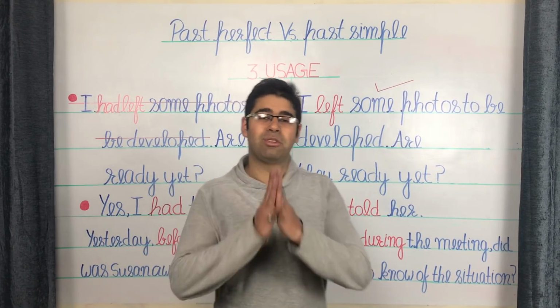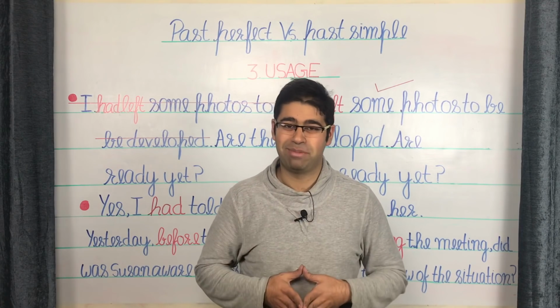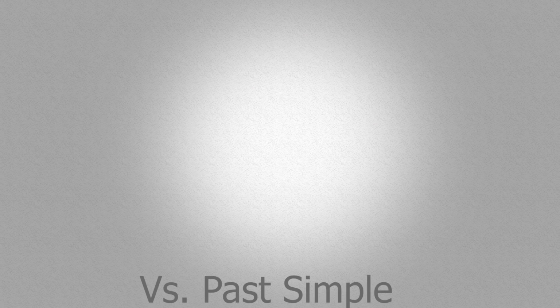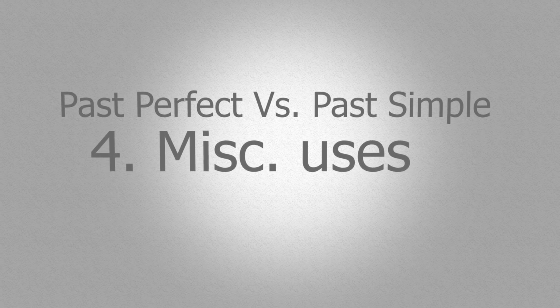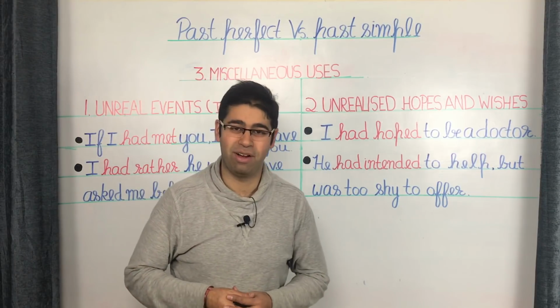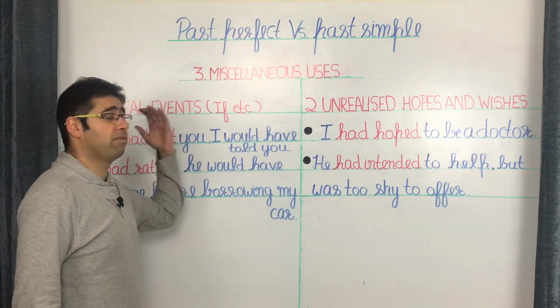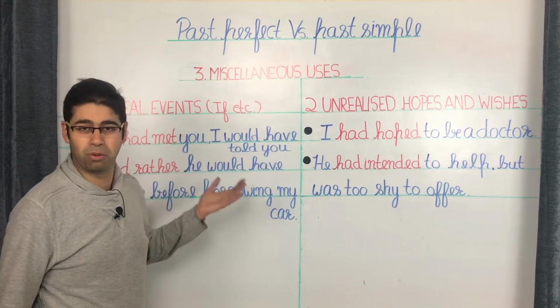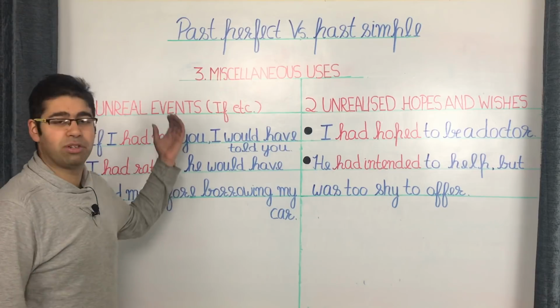Now finally, let's go to the final section wherein we discuss some miscellaneous uses of the past perfect. Let's go. Alright, so into the final section, which is the miscellaneous uses of the past perfect. Let's begin with the first one, which is unreal events, all the events which you mention along with if and so on. You have the first example as, if I had met you, I would have told you.